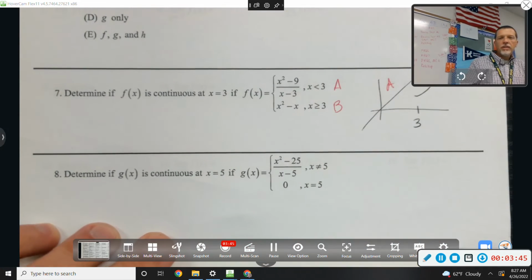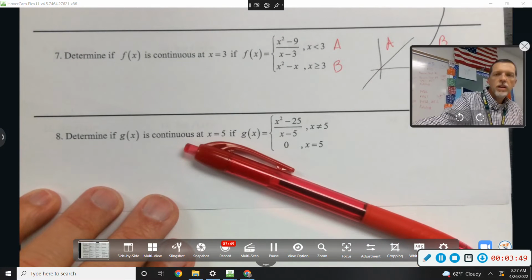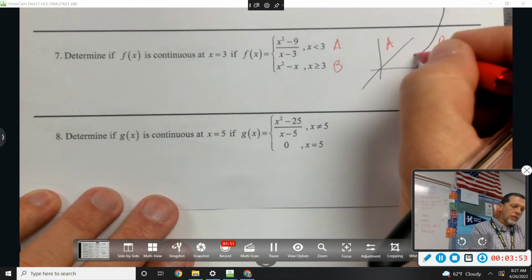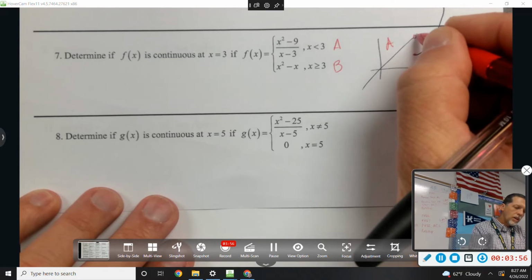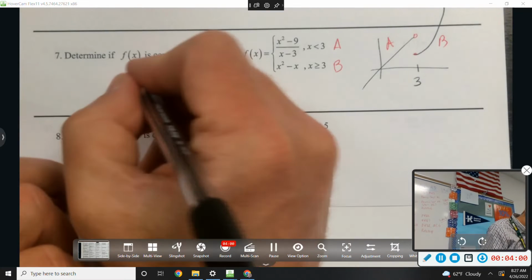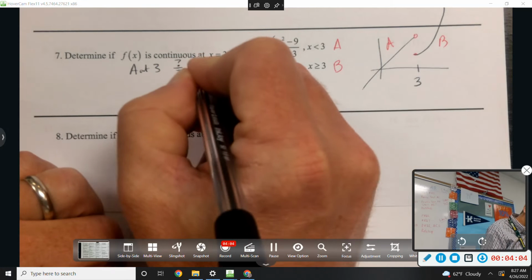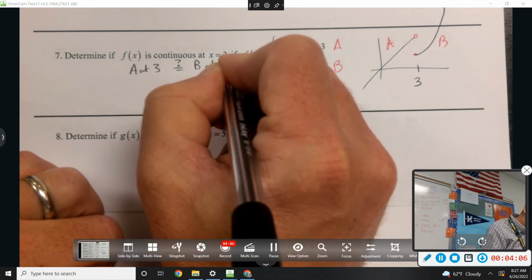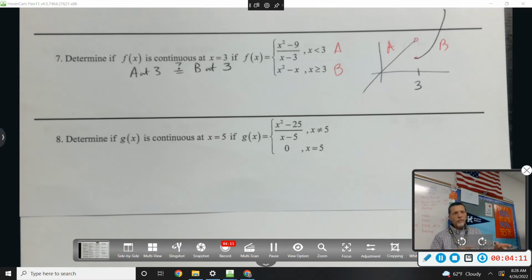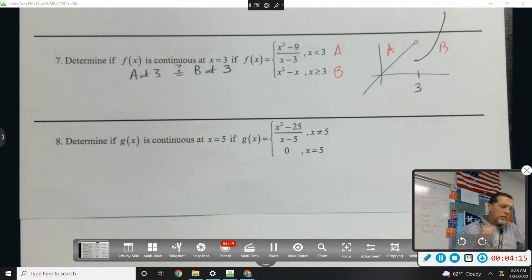So I need to know, at 3, what is going on? Are these two things equal? Do they match up? So A at 3, question mark, equals B at 3. That's what we're trying to find. So number 4, we forced it to be equal and solved for k to make it work. Here, there's not a k involved. We're just going to see if we get the same thing or not.